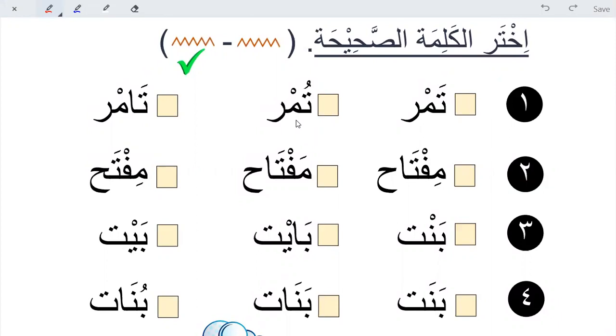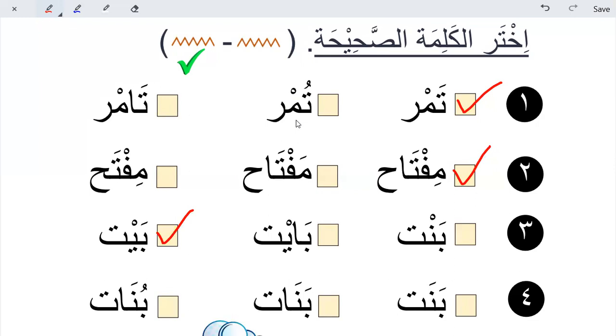Rian. Choose the correct word. The first one. Good. Meaning? Tamr means date. Good. Miftah, first one. Good. Meaning? Miftah means key. Good. Next. The last one. Good. Meaning? House. Good.